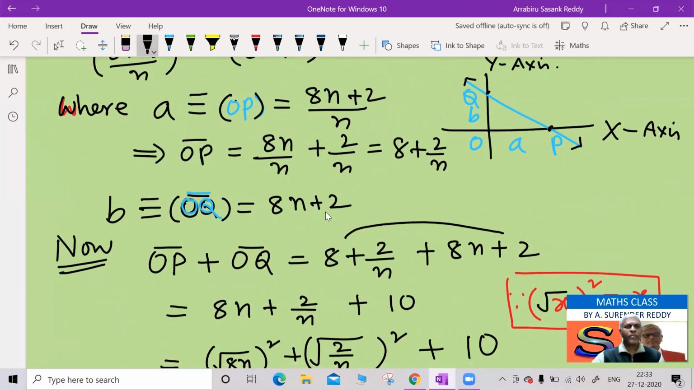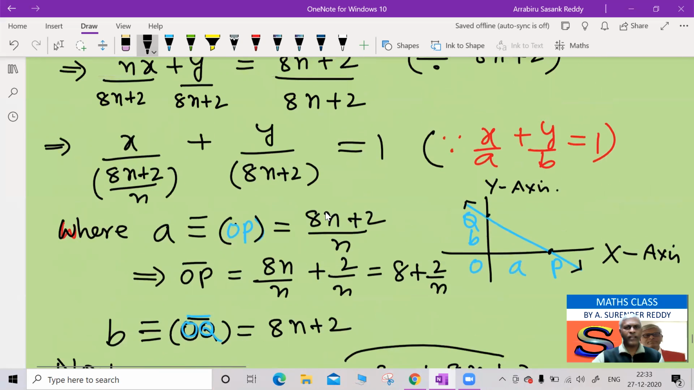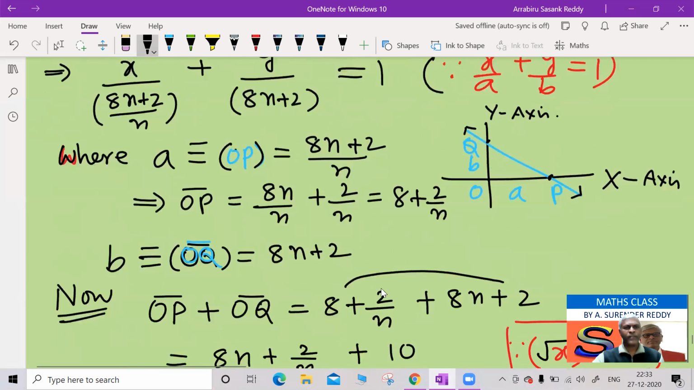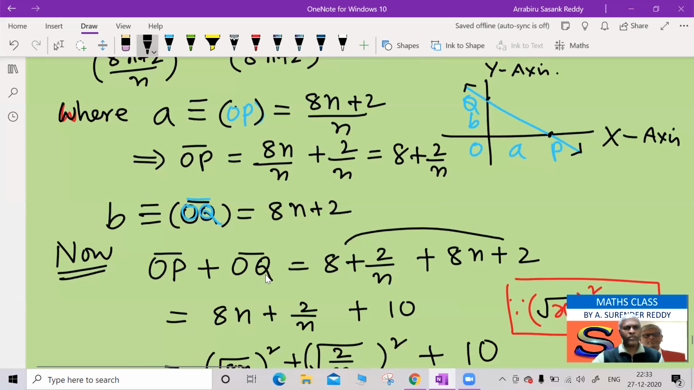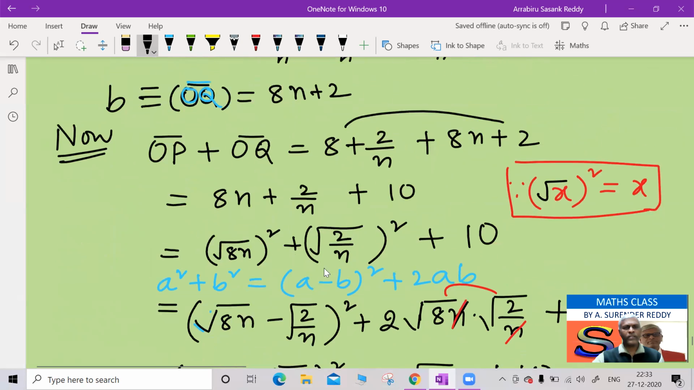So by converting the equation into x/a plus y/b form, we get the OP value, the x-intercept, as 10 plus 2 by n, and OQ as 10 plus 2. Then adding both OP and OQ and simplifying, and since we want the minimum value, that's why we rearranged the terms.